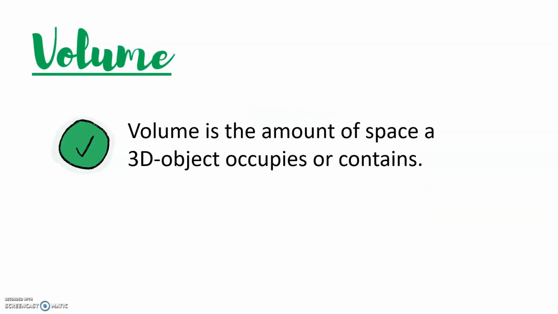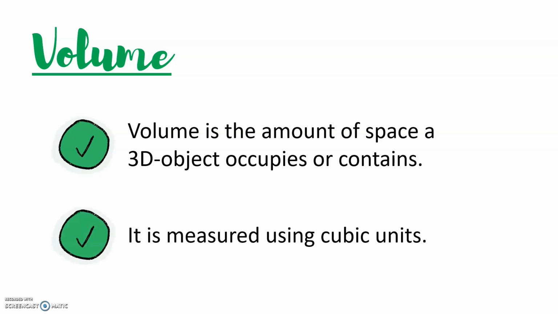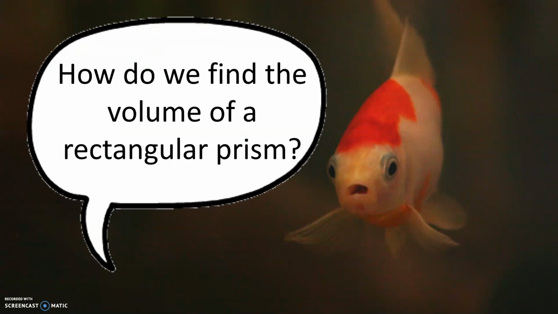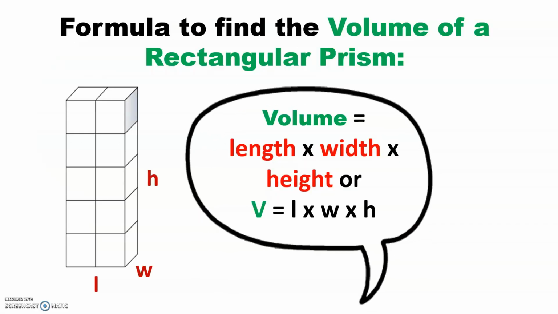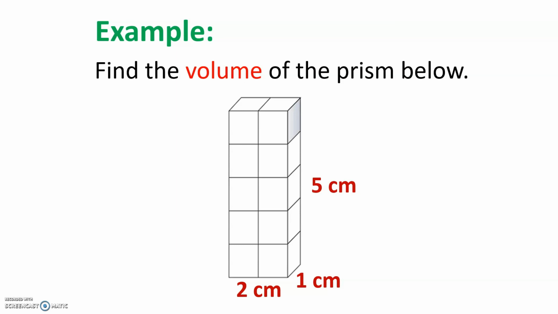Now let's recall what volume is. Volume is again the amount of space a three-dimensional object occupies or contains, and it is measured using cubic units. Now, how do we find the volume of a rectangular prism? Here is the formula that we will use to solve the volume of a rectangular prism. That is, volume is equal to length times width times height, or V is equal to L times W times H.